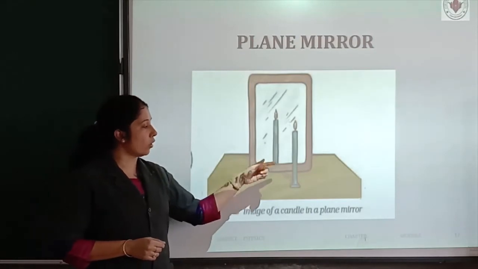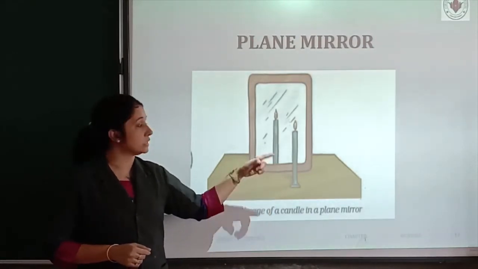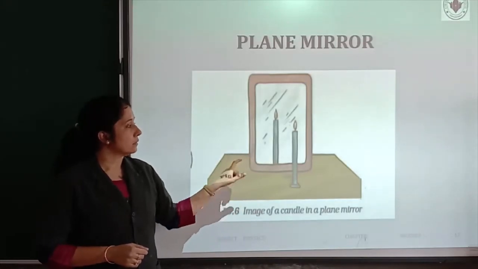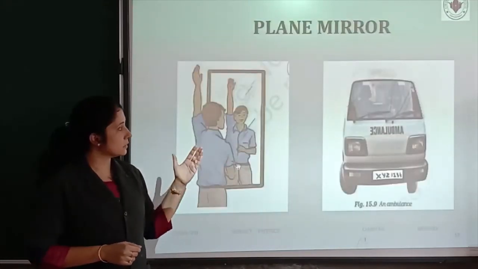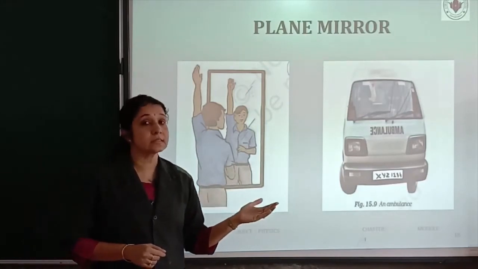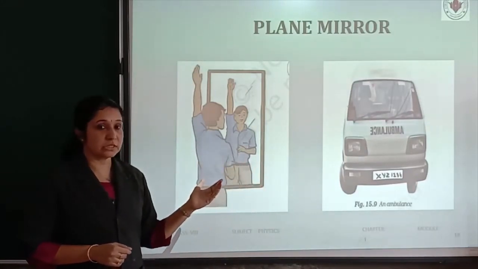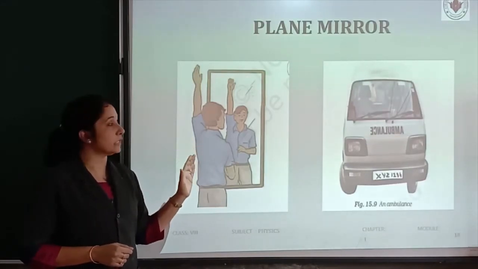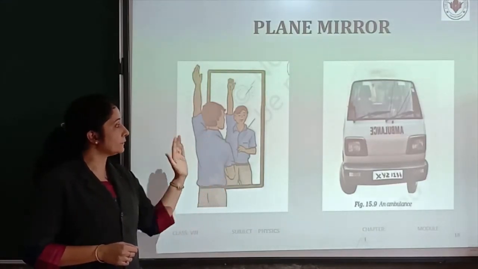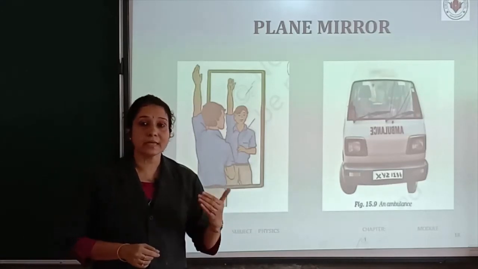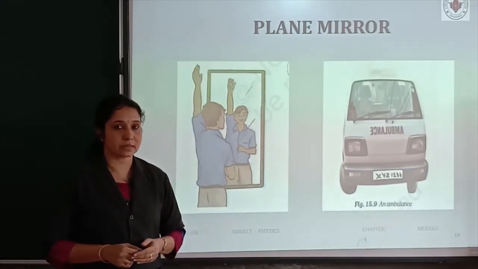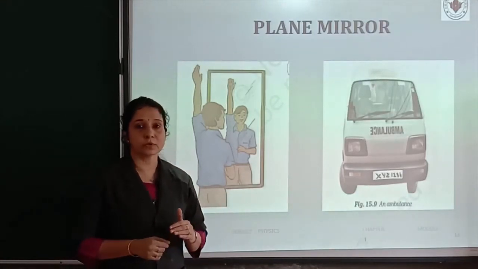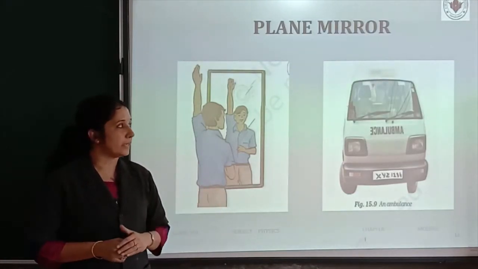Now the distance of the object from the mirror is the same as the distance of the image from the mirror. And there is another characteristic, which is known as lateral inversion. So you have learned that if an object or a person is standing in front of a mirror, the left side of the object appears as the right side of the image inside the mirror. That interchange of left-hand side and right-hand side is possible for the plane mirror.